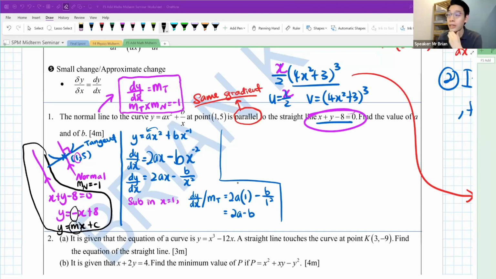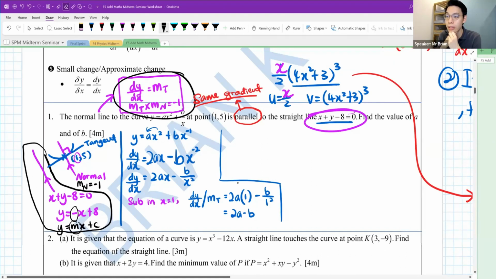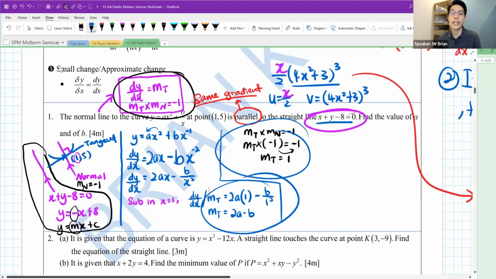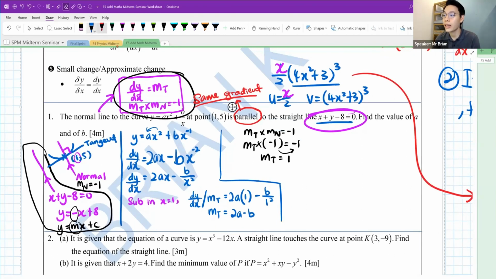I'm still stuck on how to continue. Then I start to think whether I can use this or not. I think we can say mt and mn equals -1. Since I also found out mn is -1, let me use that to find out my mt and c. -1 divided by -1, I get 1. Why do I want mt? Because here also is mt. I can go and equate them already. mt is equal to the mt here.